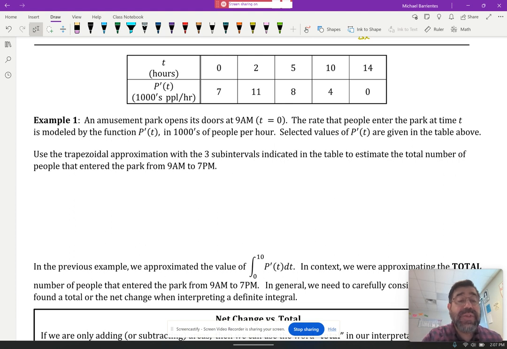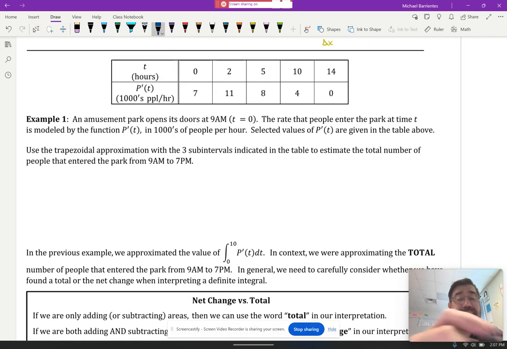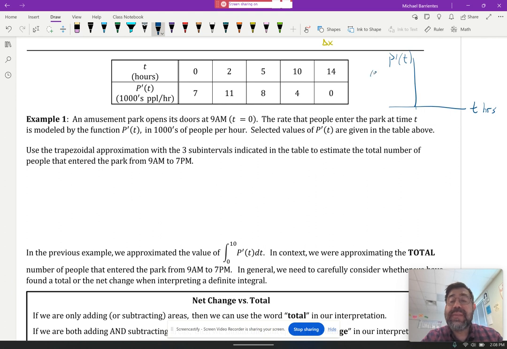Okay, so an amusement park opens its doors at 9 a.m. The rate that people enter the park at time t is modeled by the function p prime of t in thousands of people per hour. Selected values of p prime are given in the table above. So even though there is not a graph given, we could picture the fact that I have a vertical and horizontal axis. The horizontal axis, my independent variable, is t in hours, and my vertical axis, my dependent variable, is p prime in thousands of people per hour.